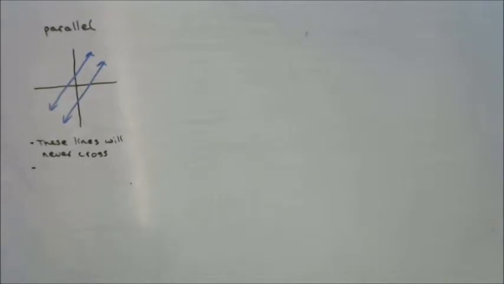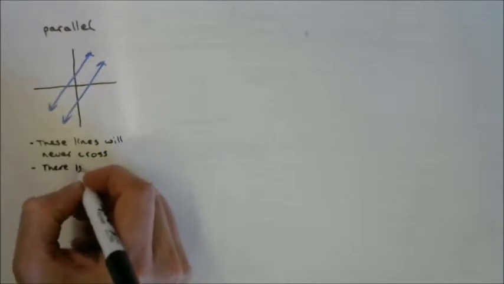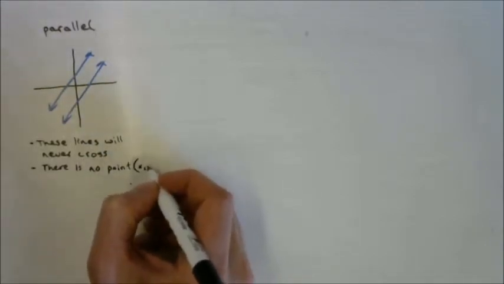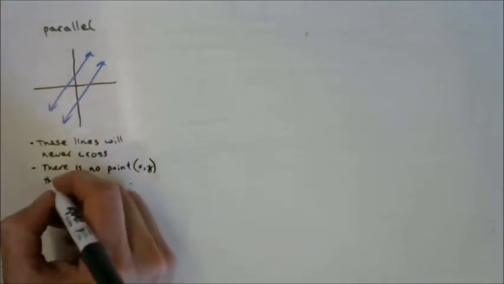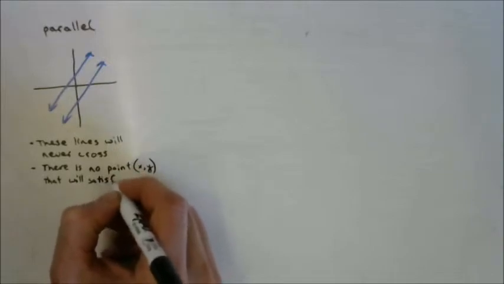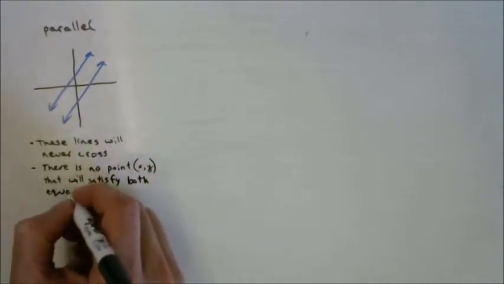Will two parallel lines have a point of intersection? No. So is there a single point that will satisfy both equations? No. There is no point, and then give yourself a little xy, that will satisfy both equations.